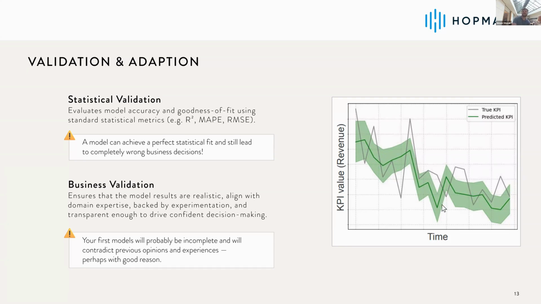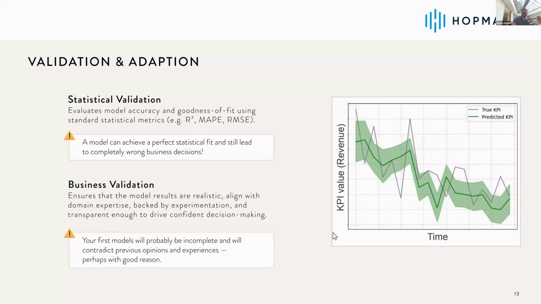Maybe you did some kind of lift test and experimentation that you can check if the numbers are similar. Maybe you have the incrementality values or attribution from different platforms, and you can also double check if the model is at least in a similar range. And although your first model will probably be incomplete and will probably also be some kind of wrong, there is an iterative approach, and with every iteration you're getting better.